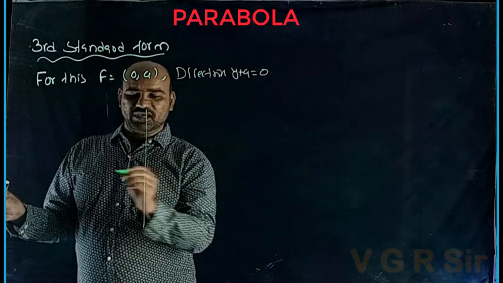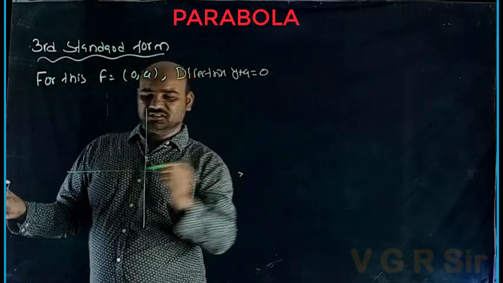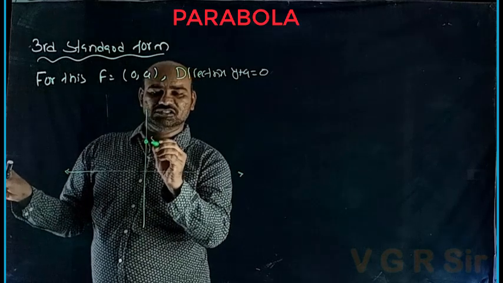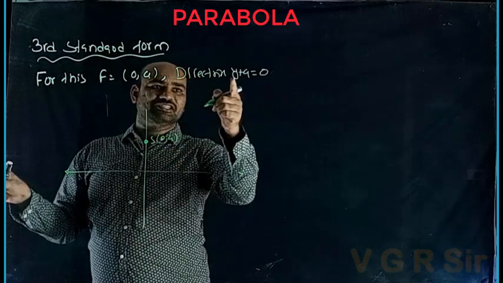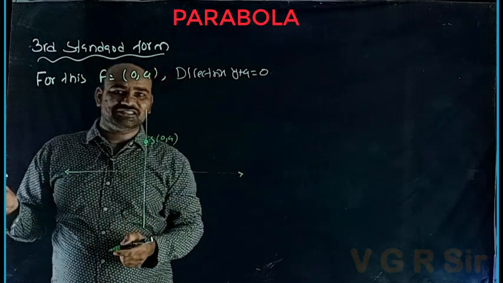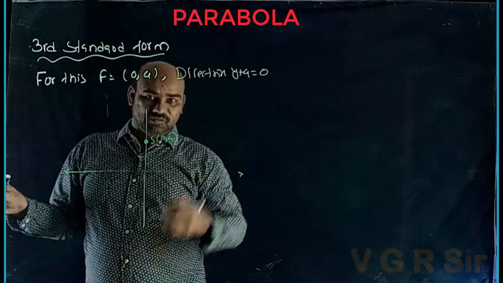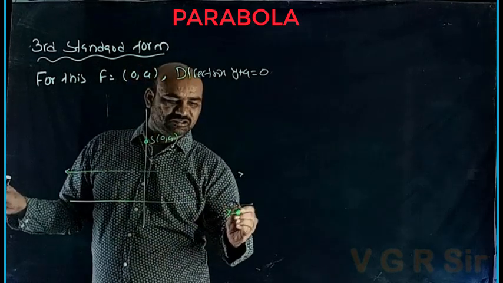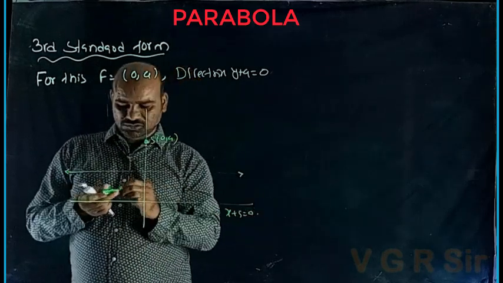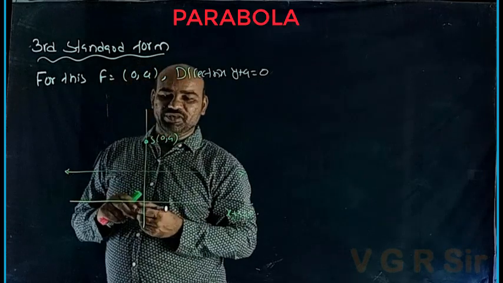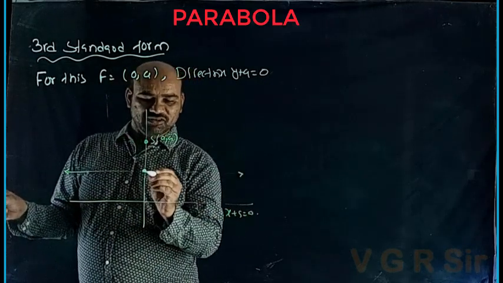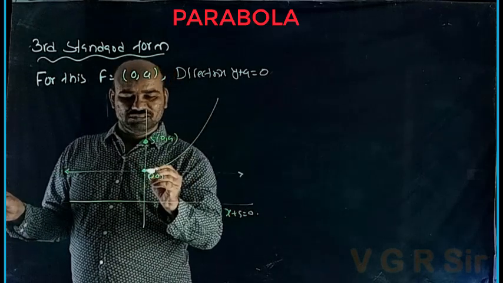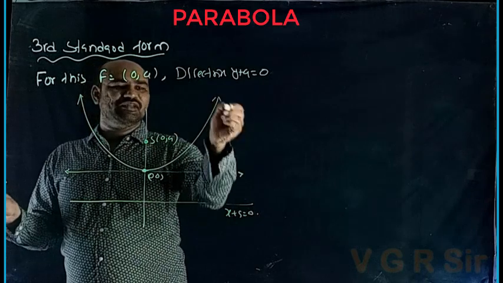Yeah, this is the y-axis, x-axis. 0 comma a on the y-axis is the focus. Y plus a equal to 0 is a line parallel to the x-axis, a units from the x-axis and below the x-axis. Now you want to trace the locus of P. So one of the points is here only, actually 0 comma 0. So your parabola will be like this.